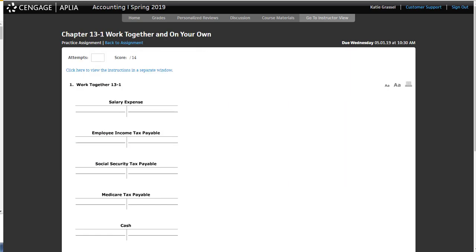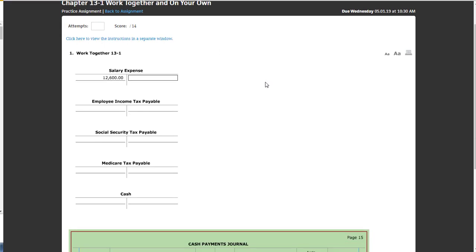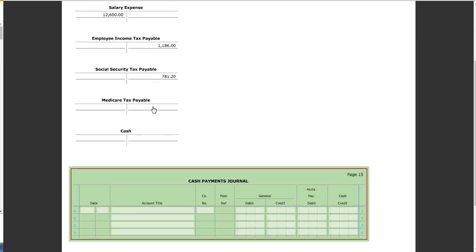Debit is salary expense for $12,600. Employee income tax payable is what? As a credit, $1,186. Social Security tax payable is also a credit of $781.20. Medicare tax payable is a credit of $182.70. Don't forget to take out your handy dandy calculator. Subtract your digits. That's what I'm finding right now. You've got to do the math.